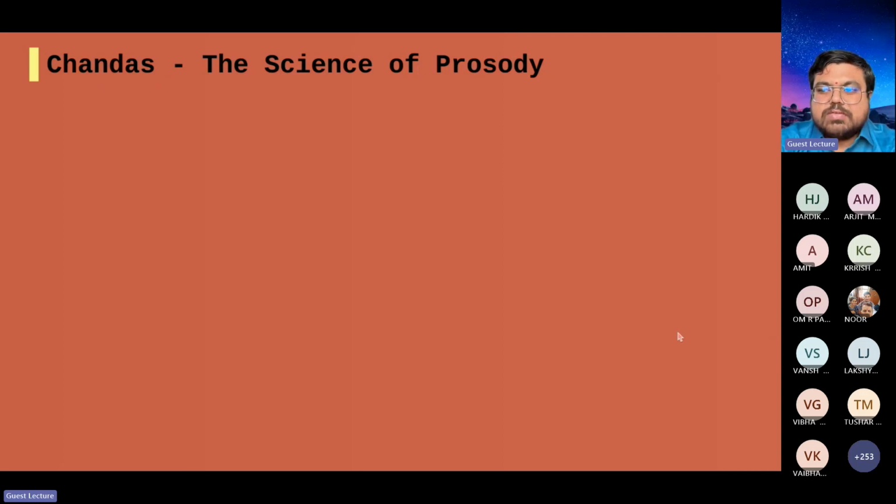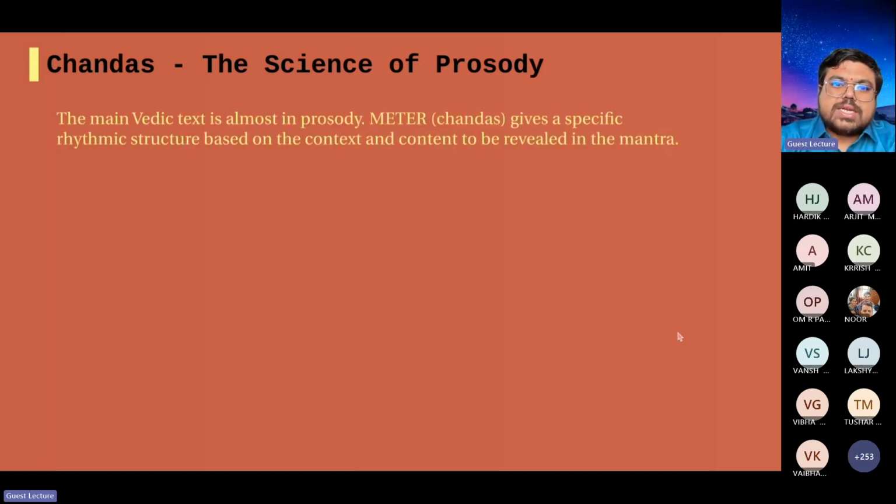At the same time, if you go to Oscar Wilde's poetry, or Kalidasa's poetry in India, or Bhavabhuti's poetry, or Valmiki's depiction of Ayodhya and other places in the Ramayana, you'll see there is a beautiful tone or rhythm, and there is a feeling also conveyed along with the rhythm. So to express the inner feeling of a thing, you definitely need chandas. The main Vedic text is almost entirely in poetry form, and hence it has prosody. Therefore, meters are an inescapable thing for us when we enter the Veda. And meter gives a specific rhythmic structure based on the context and content to be revealed in the mantra.